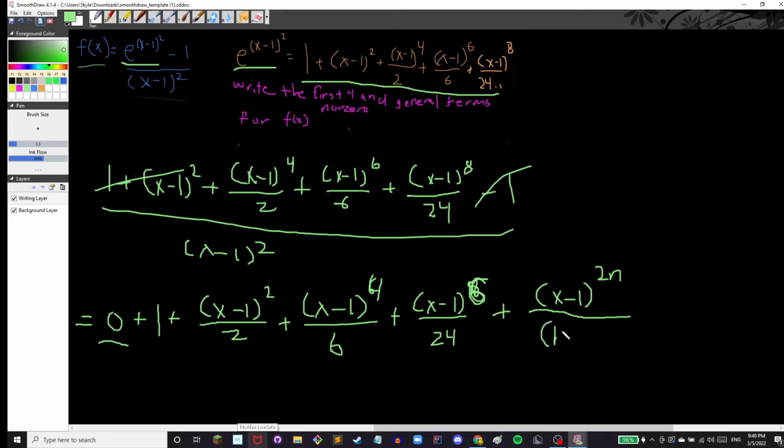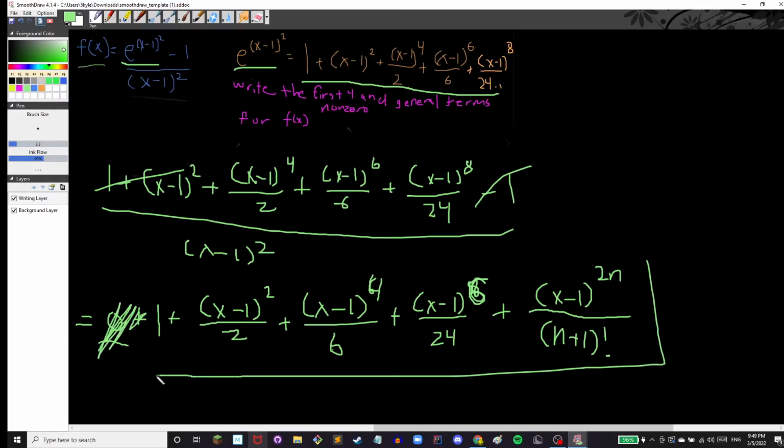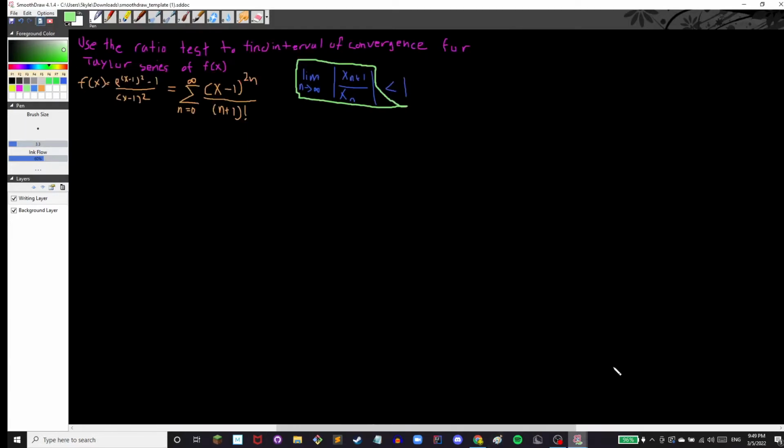So because of this, we have to write n plus 1 factorial on the bottom. And we don't want this again, so this will be your answer to this problem. Alright, let's move on. So now we have to find the interval of convergence for f of x.